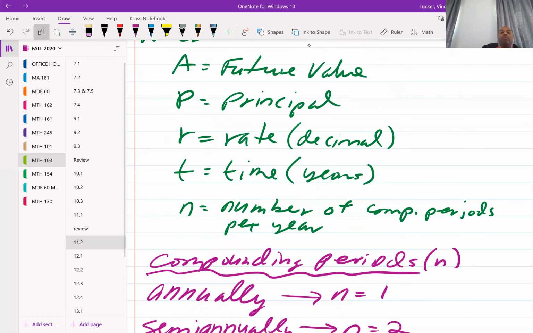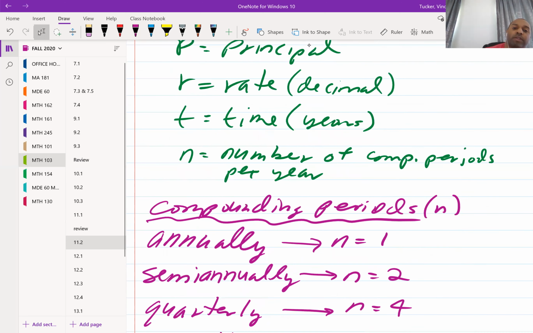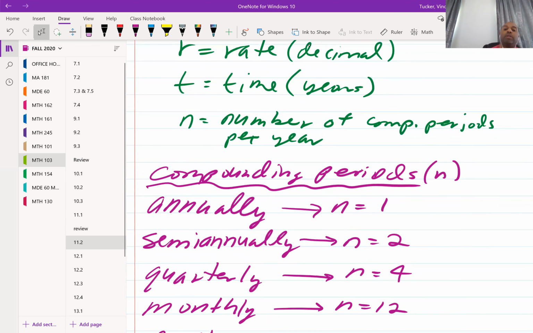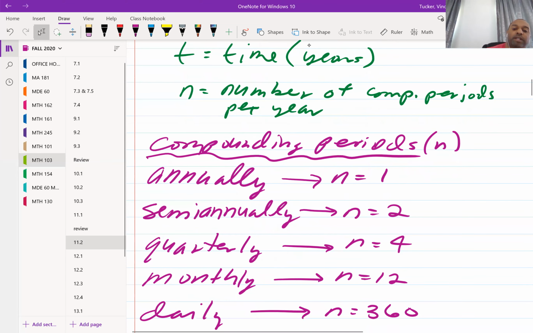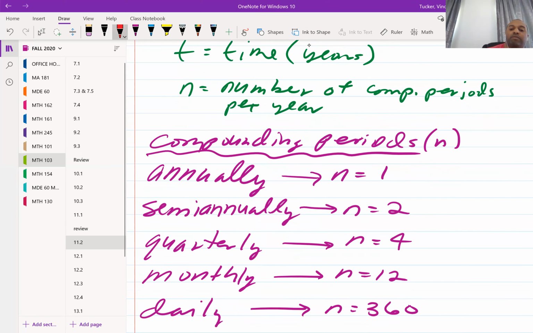Now, what they're going to do when it comes to the compounding periods, N, is give us a key word that's going to let us know what N is supposed to be numerically. All right. So in the purple is what we're talking about there. Annually means that N will be 1. Semi-annually, N is 2. Quarterly, N is 4. Monthly, N is 12. Daily, N is 360. Don't forget, we're talking about banker's rule.